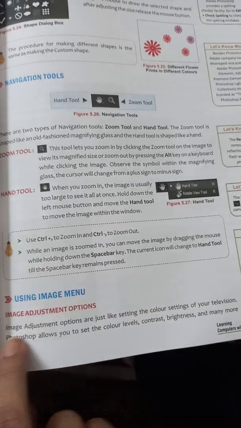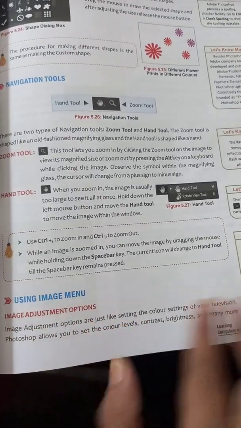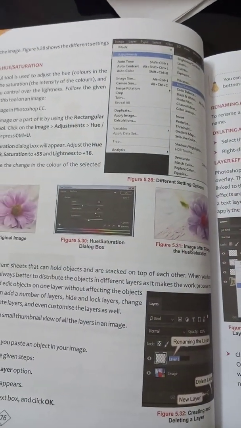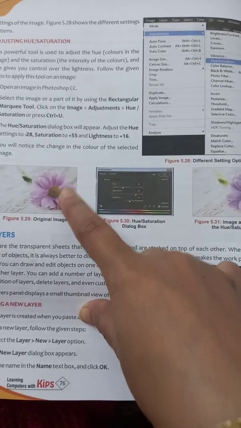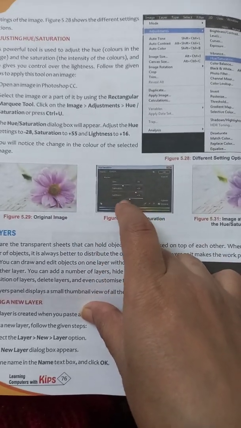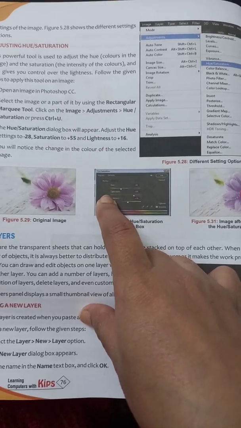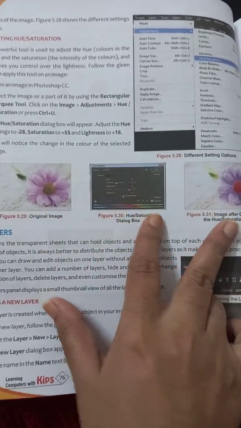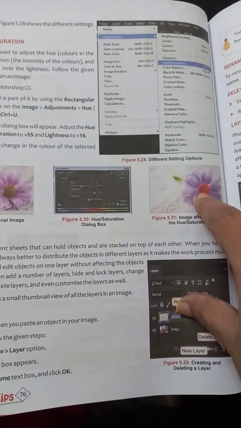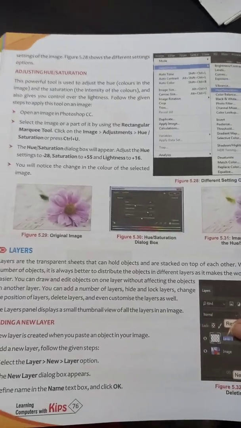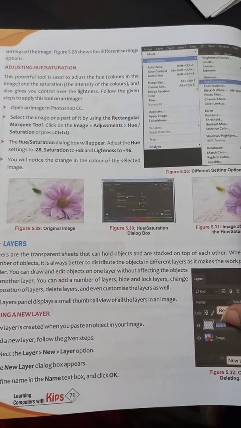Next is using the Image menu, the image adjustment options. Here you just have to choose the saturation or the hue, meaning you want to change the brightness and color appearance. Look here, we have two different pictures. If I just want to lighten the color of the flower, then we have to change the saturation, the lightness, and the hue. And if you want to change the darkness of the bird, you can easily apply it with the help of this option. This is the adjusting of your hue and saturation.